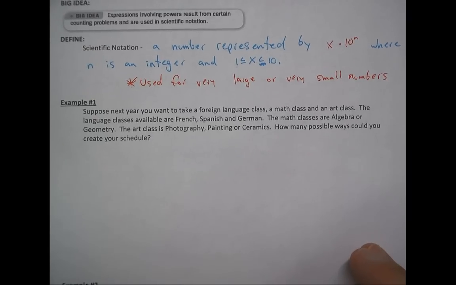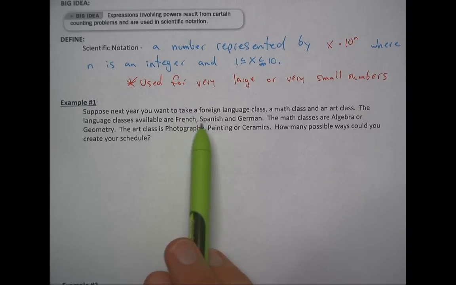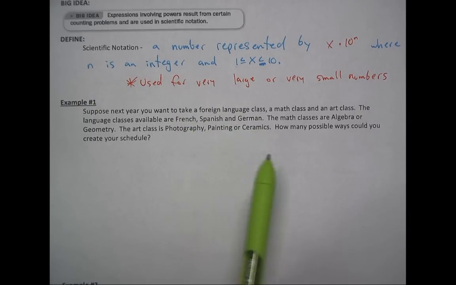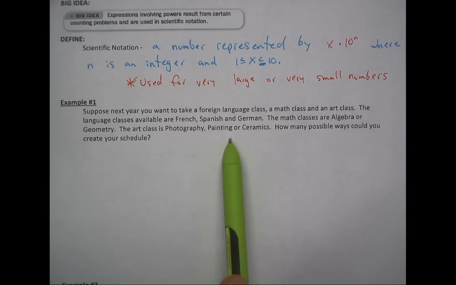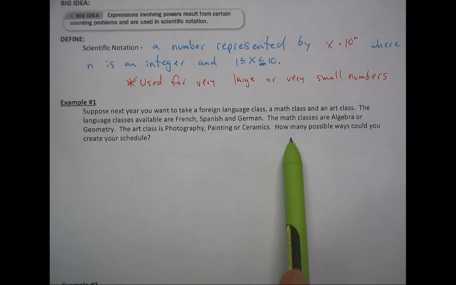All right, so let's jump right in. First thing we're going to talk about is the counting principle and how you find out how many different possibilities there are in different situations. So example number 1: suppose next year you want to take a foreign language class. You also want to take a math class and an art class. The language classes that are available are French, Spanish, and German, so you're going to have to pick one of those. The math classes are algebra or geometry, and you're going to have to pick one of them. And the art class is photography, painting, or ceramics, and you have to pick one of those. How many possible ways could you create your schedule?